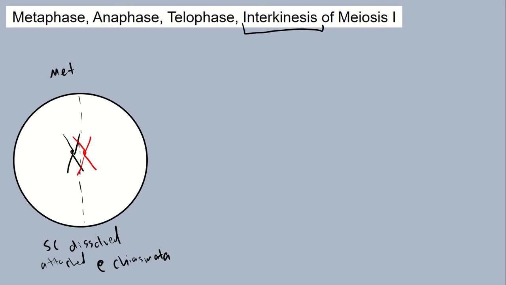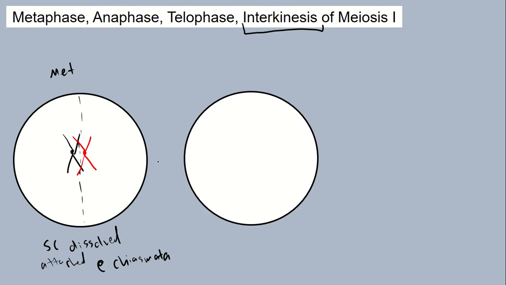This is similar to the spindle checkpoint that we talked about in mitosis, where the cells need to ensure that these chromosomes are aligned to the metaphase plate before they undergo the next phase, which is anaphase. And in anaphase of meiosis 1, instead of sister chromatids pulling apart, homologous pairs pull apart. That's distinctly different than what happens in mitosis.